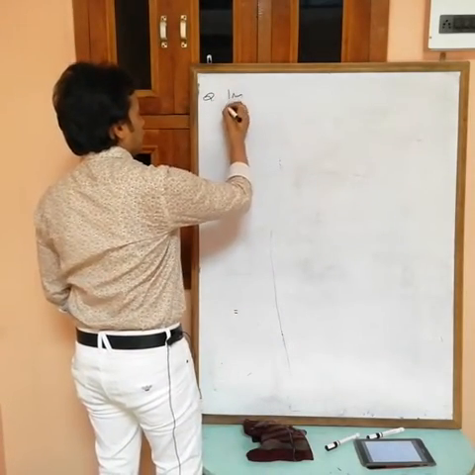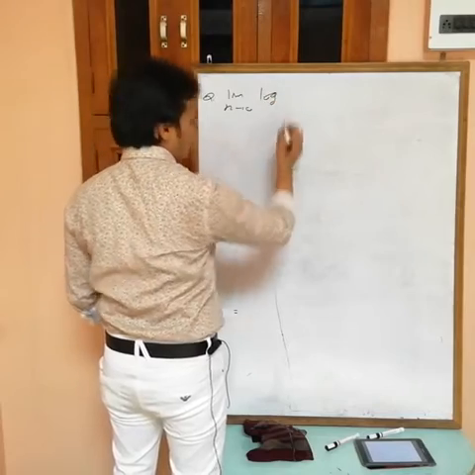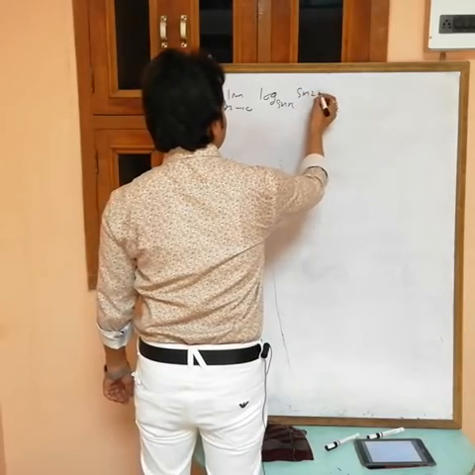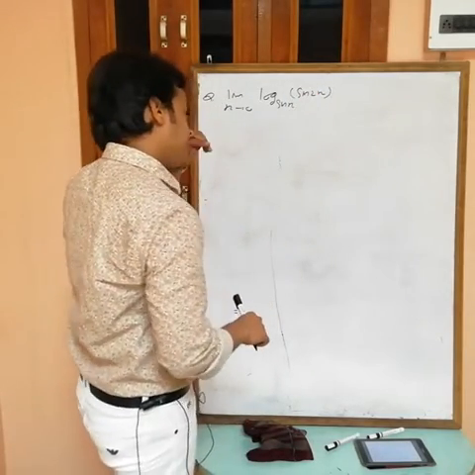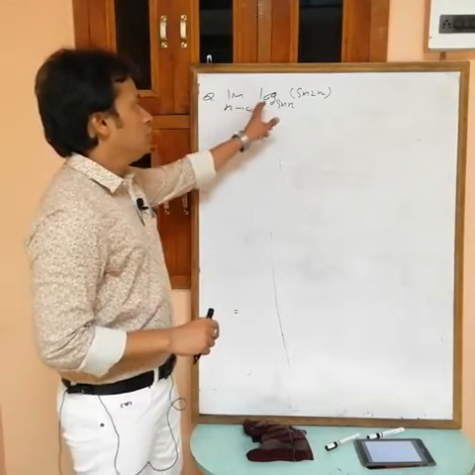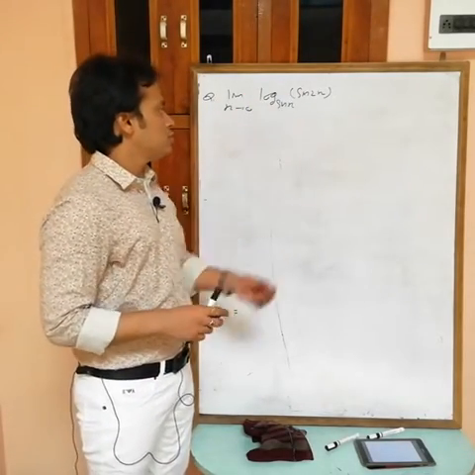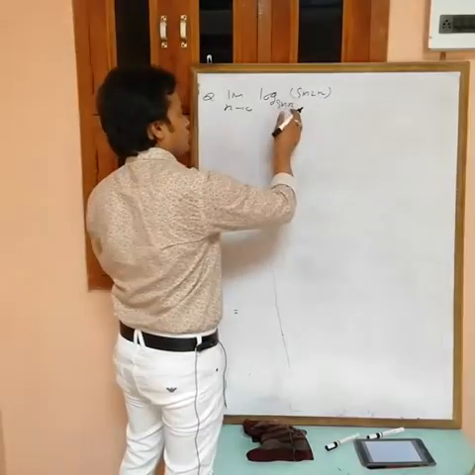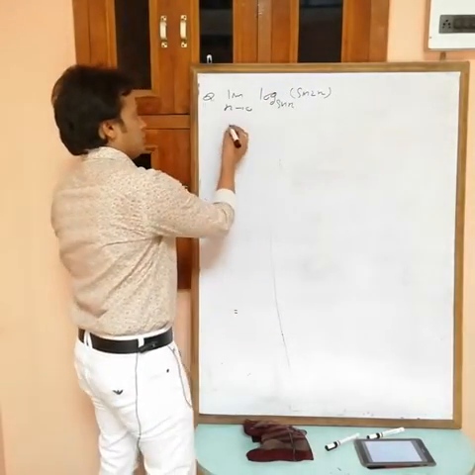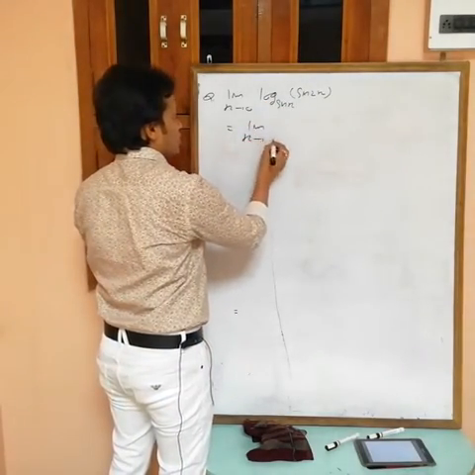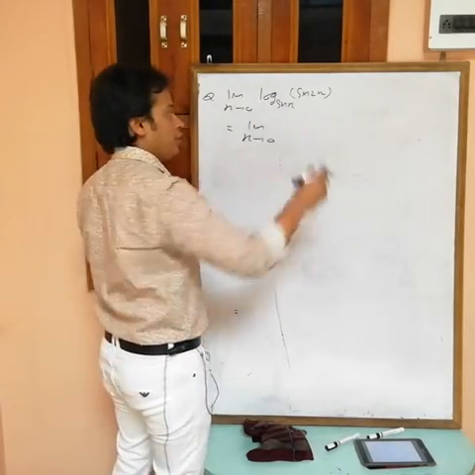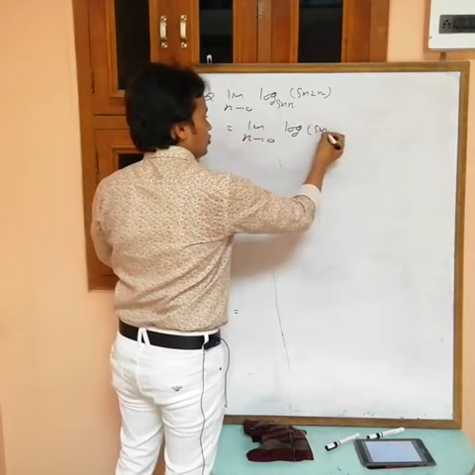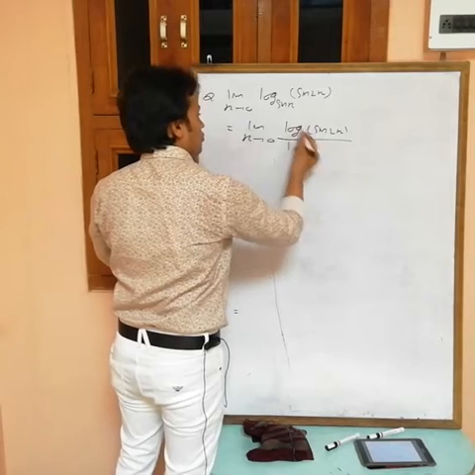Next, limit x tending to 0 plus log of sine 2x base sine x. Here the base is also variable, so you can't directly find the value. If you put x equals to 0 we get log 0 base 0, we don't know the value. But first I can simplify this one using the base changing formula, log of this one by log of this one, log of sine 2x by log of sine x.